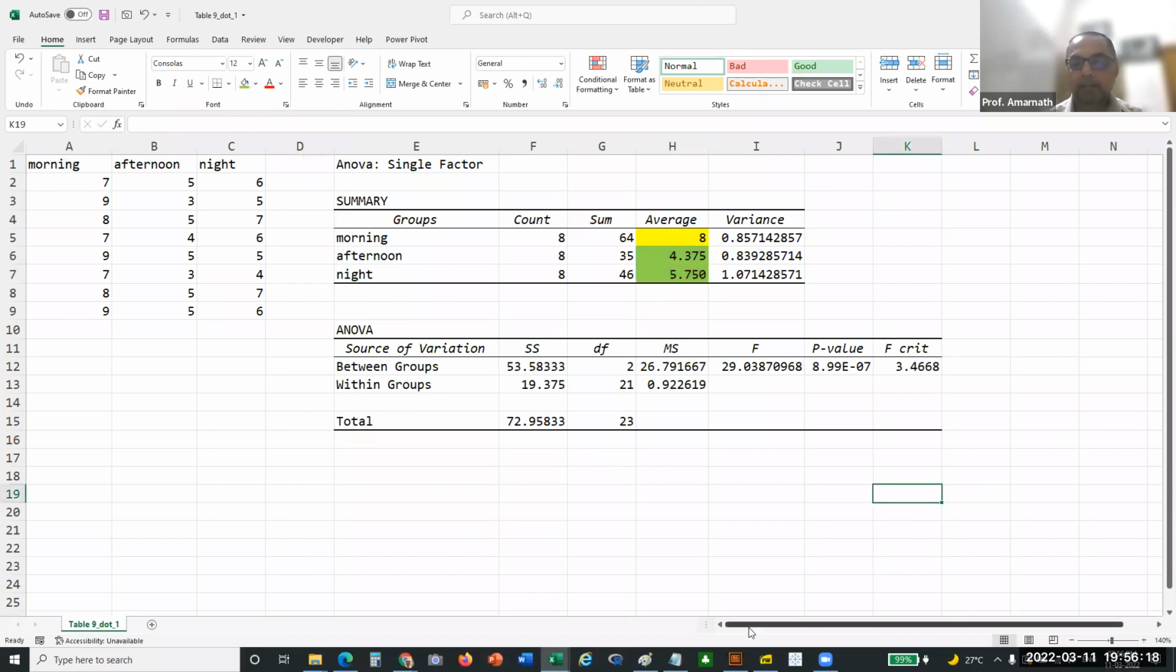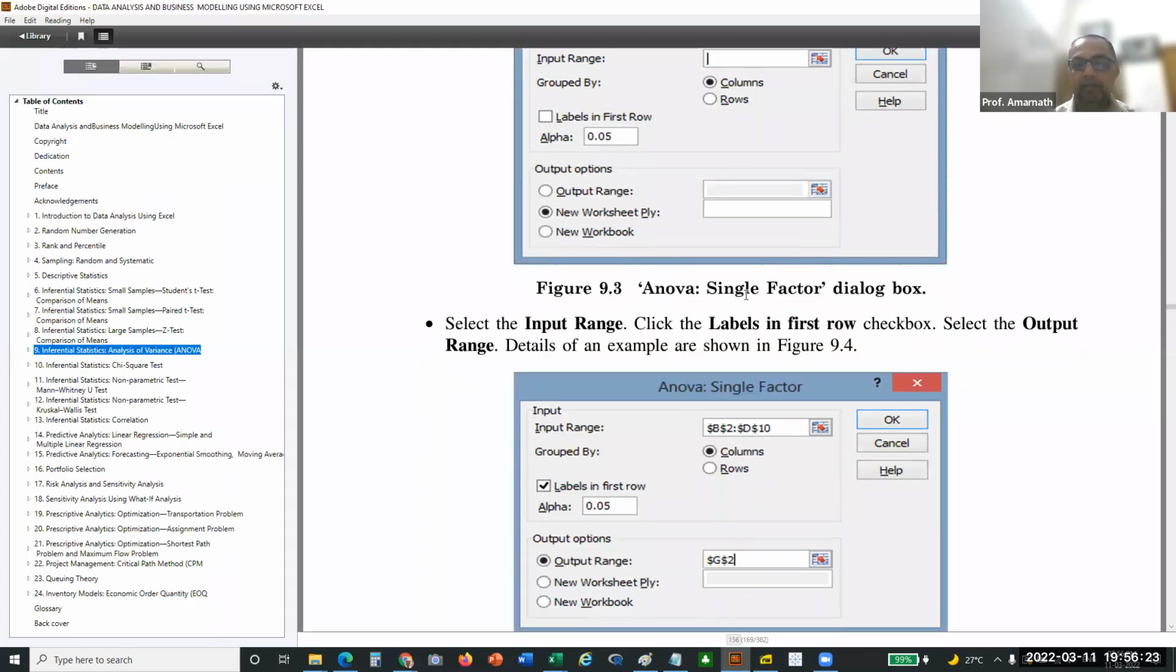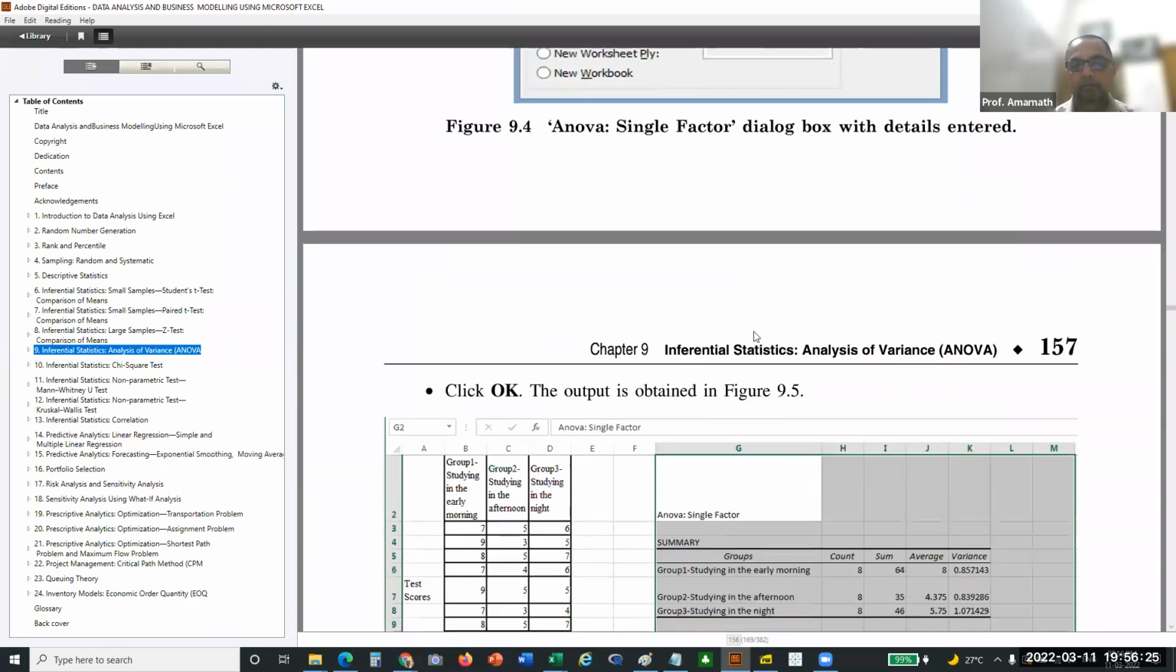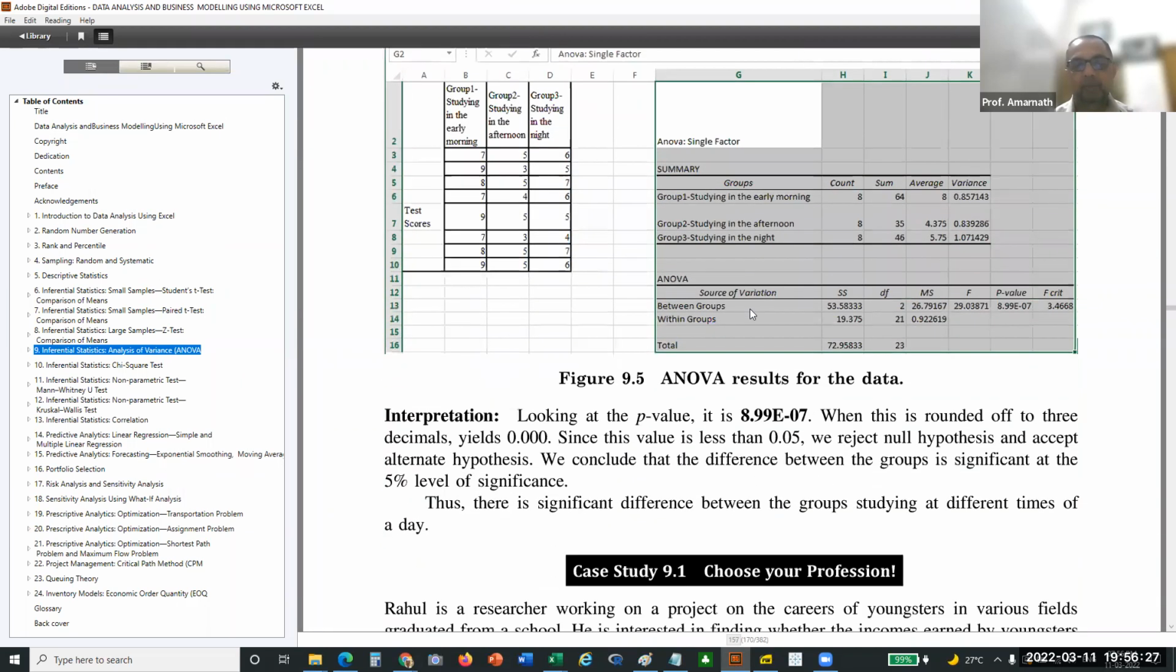Okay, so I got the results now. At least one of them differs from the statement I have made. Looking at the p-value, when this is rounded off to 3 decimals, it yields 0.0. Definitely, that is less than 0.05. So we reject the null hypothesis and accept the alternative hypothesis. We conclude that the difference between the groups is significant at the 5% level of significance. Thus, there is a significant difference between the groups studying at different times.